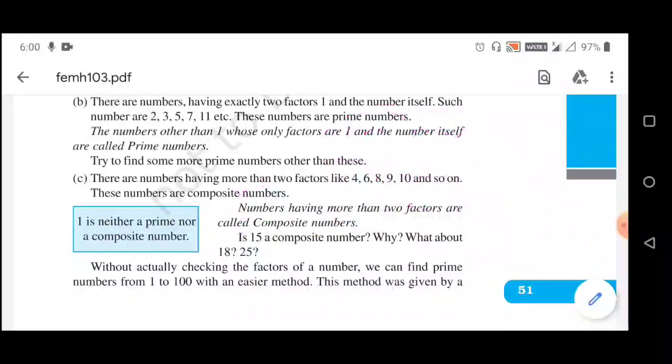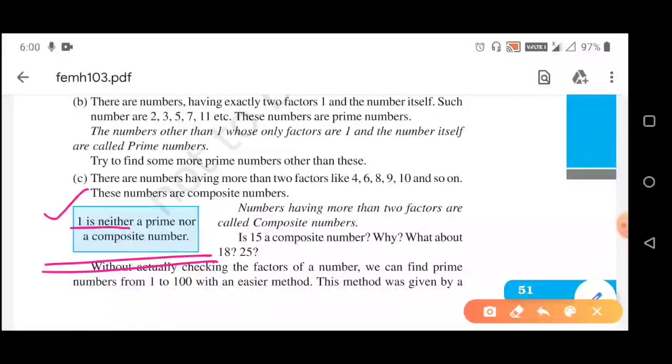Now one more important thing is given in this box. 1 is neither a prime nor a composite number. Always remember this one. 1 is neither a prime nor a composite number.